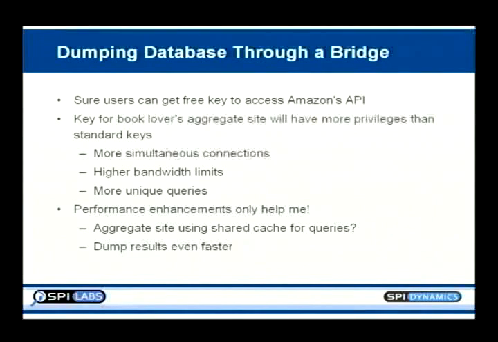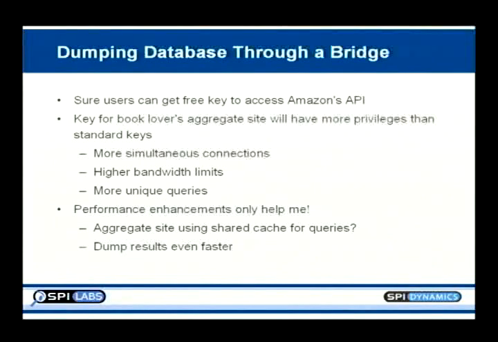But let's say I had a book lover site, Billy's Books. Chances are Billy's Books and Amazon entered a more formal agreement. Billy's Books has hundreds of users, hopefully thousands. That would be great. If it's got all those users, obviously billiesbooks.com needs to make more unique queries to Amazon.com's web services than I need to make. So these kinds of things are allowed: more simultaneous connections, higher bandwidth limits, more unique queries.